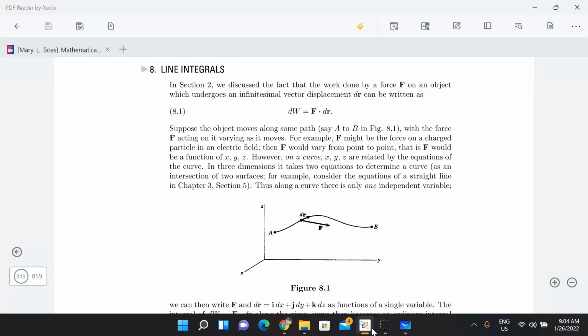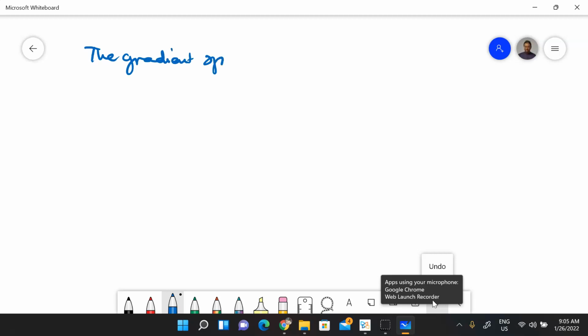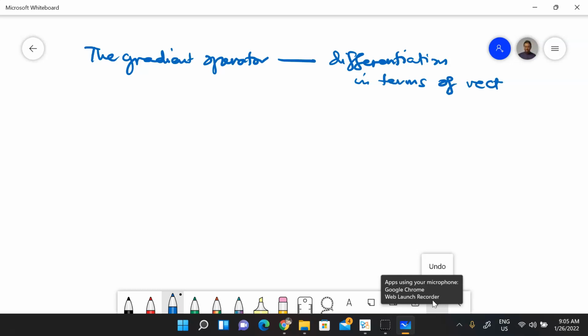So today we're going to look at line integrals. Recall yesterday what we had was to look at the gradient operator. So that gives you the idea of a differentiation in terms of vectors. So today, as you know, part of calculus will be integration. So that's the essential topic for today.